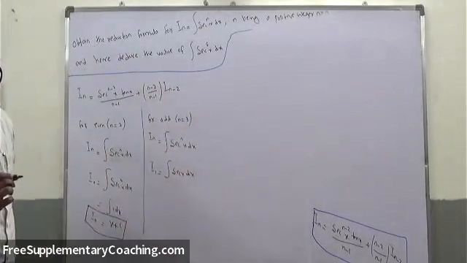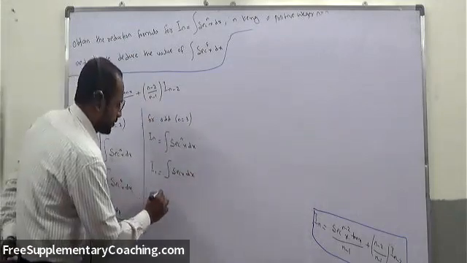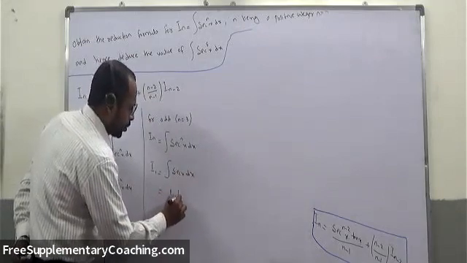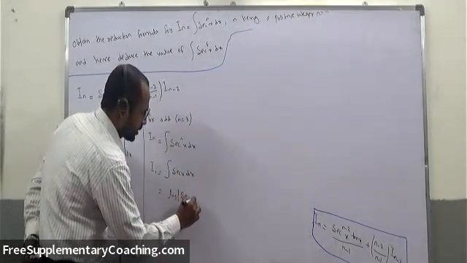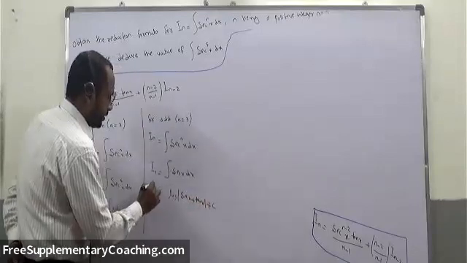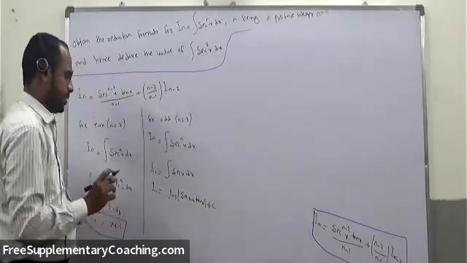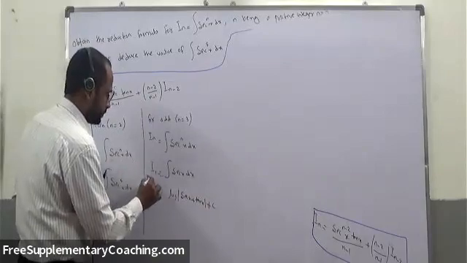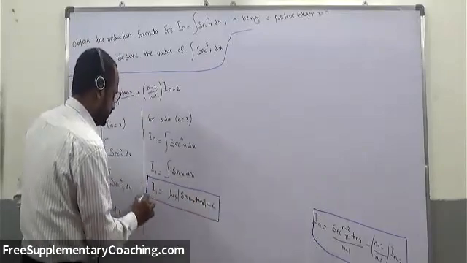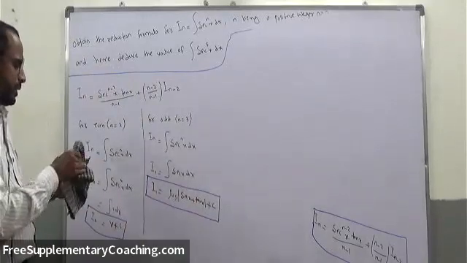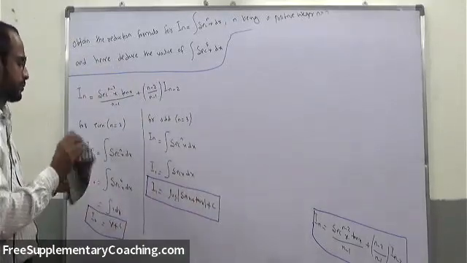What is integration of secant x into dx? I can write the formula directly. Integration of secant x into dx is log mod secant x plus tan x plus c. This is the formula for I1. So now we have got these two conditions for odd and for even.